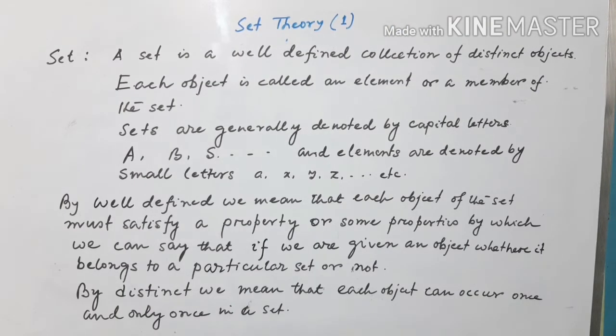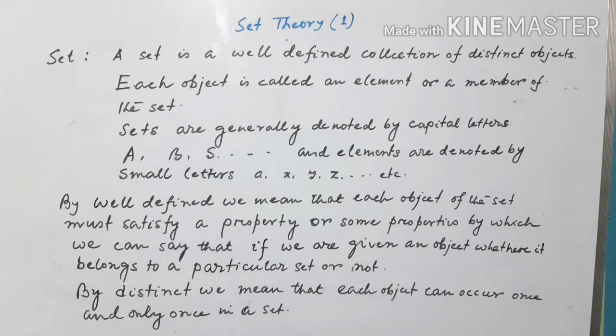So let's start with the definition of a set. A set is a well-defined collection of distinct objects, and each object is called an element or a member of the set. Sets are generally denoted by capital letters, capital A, capital B, X, S, T, like this. And the elements are denoted by small letters, that is small a, small b, x, y, z, t, etc.